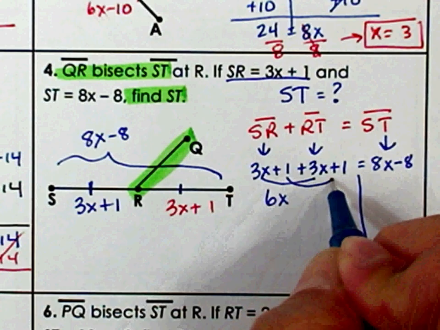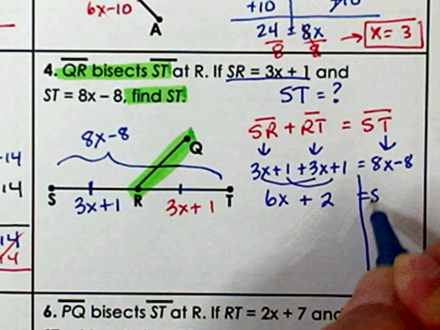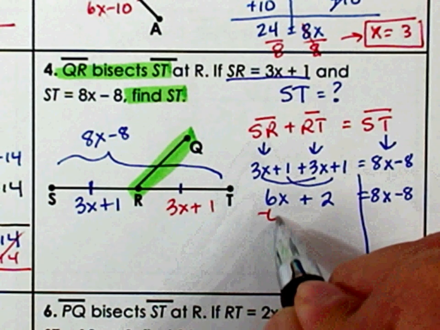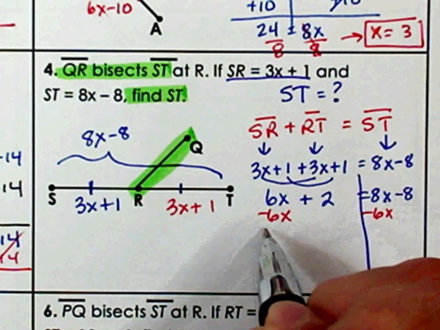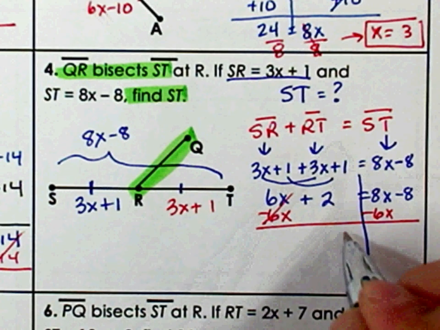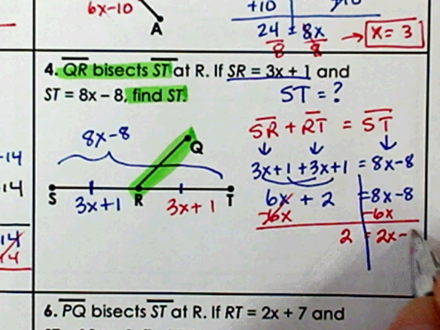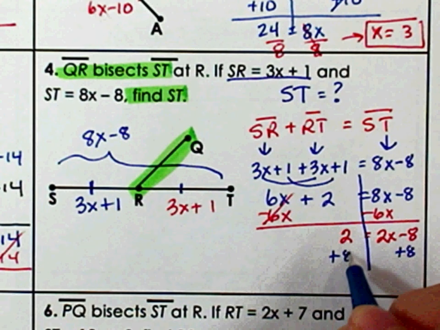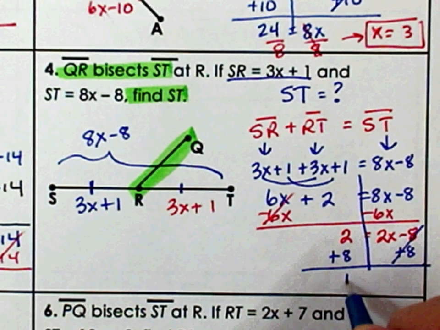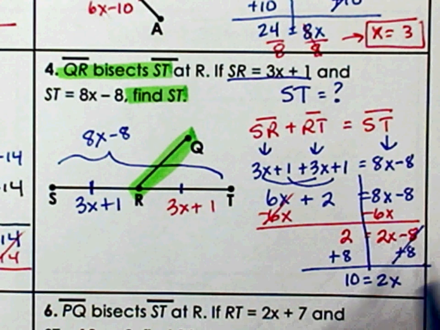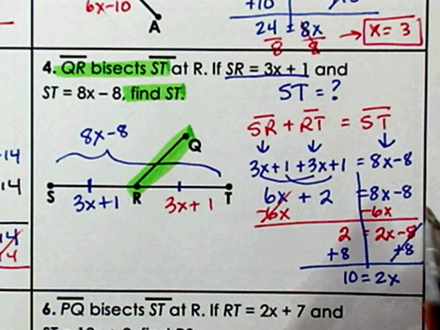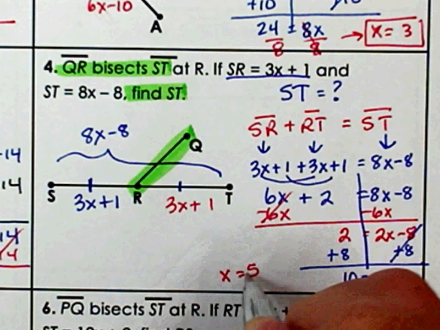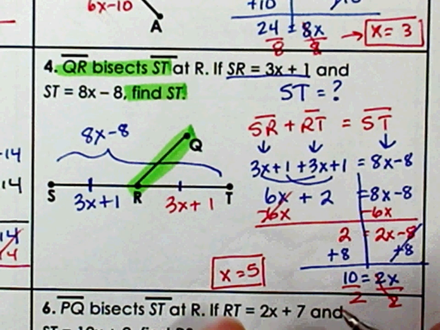3x plus 3x is 6x. 1 plus 1 is 2 equals 8x minus 8. 6x is smaller, so minus 6x, minus 6x. Cancel. 2 is equal to 2x minus 8. Plus 8, plus 8, cancel. 10 is equal to 2x. Listen to the English. Divide by 2, divide by 2. X is equal to 5.